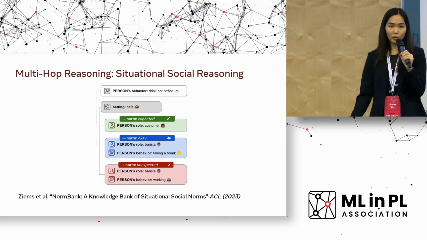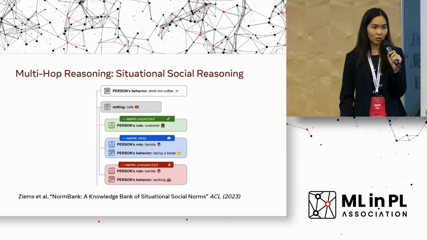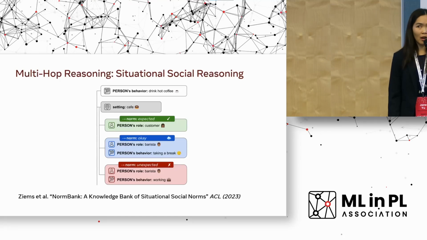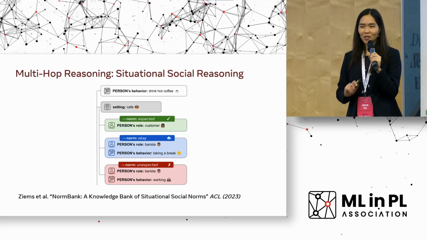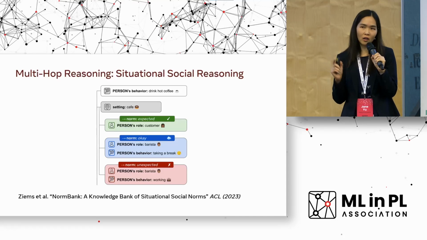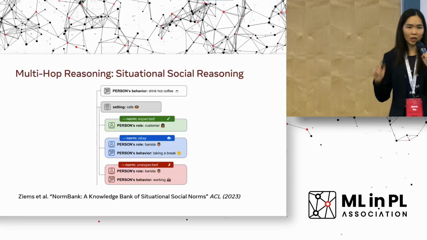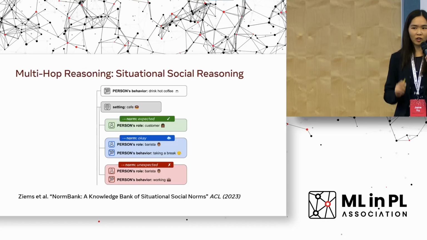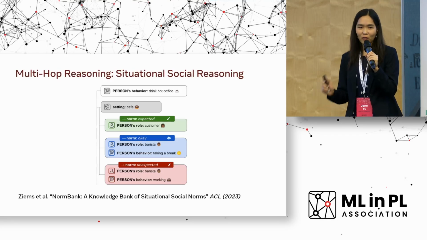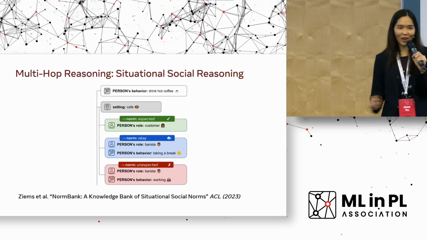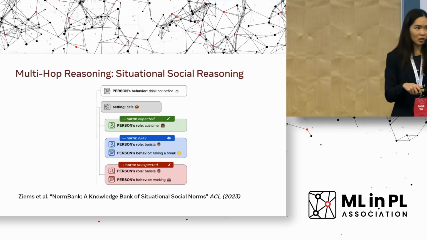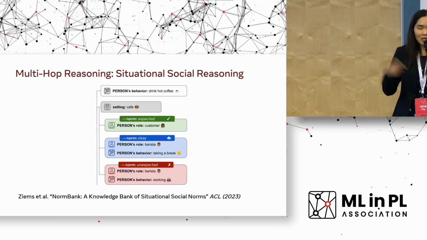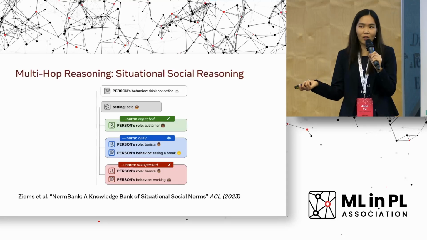But a lesser explored place for multi-hop reasoning is actually situational social reasoning. This is particularly challenging because some things that may be okay in certain situations can be completely not okay if you change something very small about the situation. So let's take this very simple example. You're drinking hot coffee. This is totally okay if you're in a cafe and you're the customer. But if you're the barista working on the job actually making the coffee, it's probably not okay for you to be drinking at the same time. But now if I change it to a barista who's taking a break, then it suddenly becomes okay to be drinking that hot coffee again.